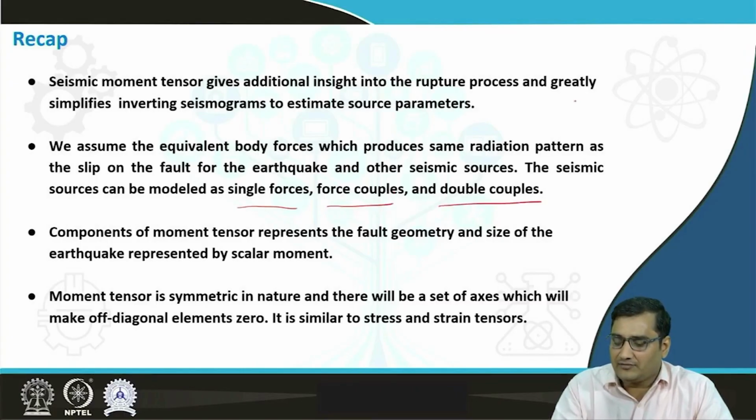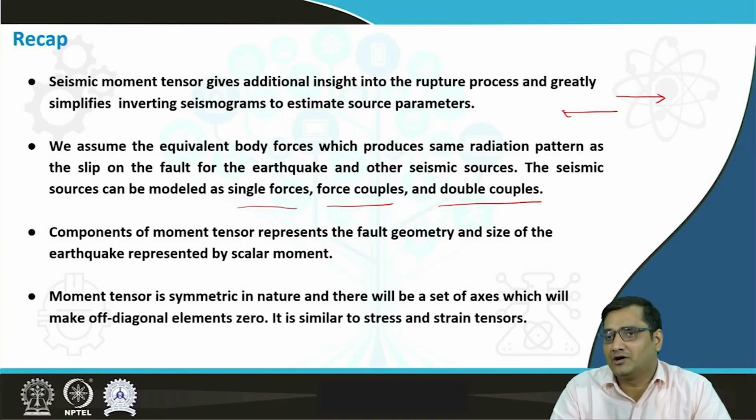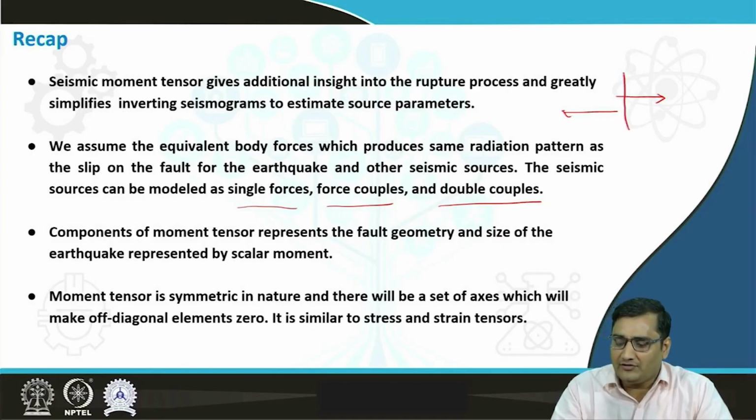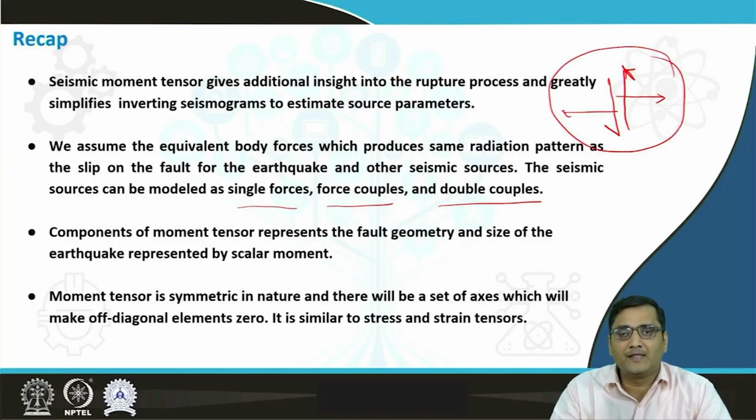So a single force, we saw, can be just a single force oriented in any direction. When it has another force coupled with it, with some offset between them, it is called a force couple. And if you have another force couple in another direction, then together these are known as double couples.